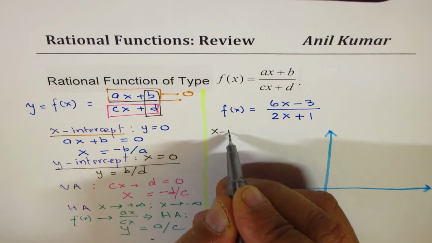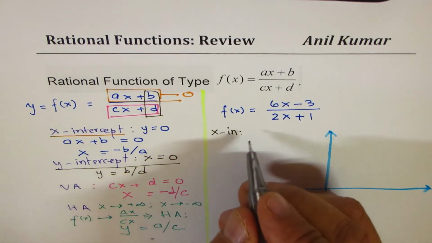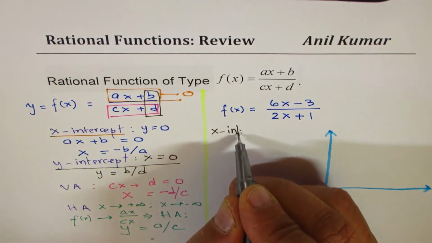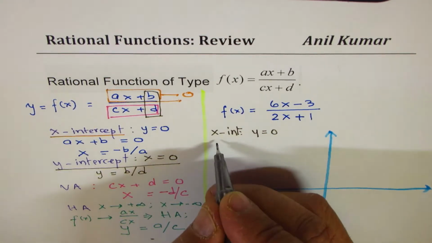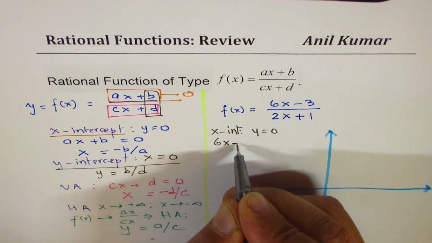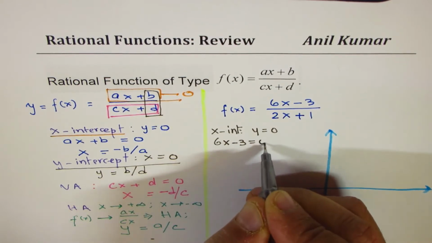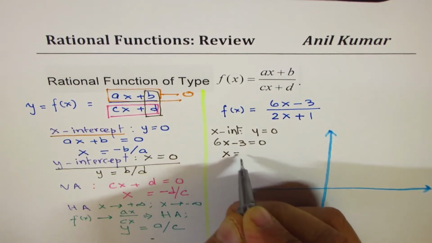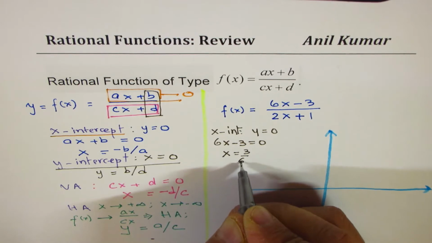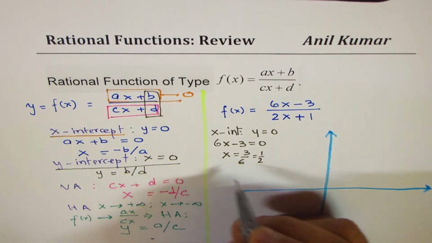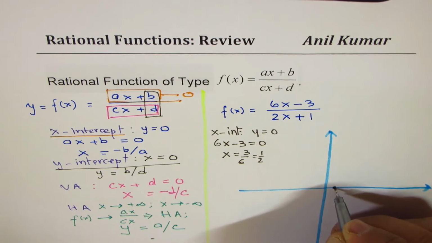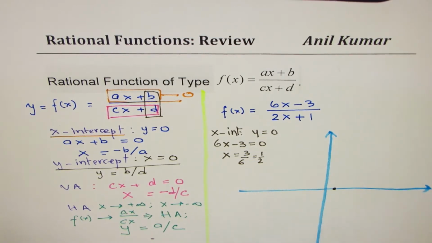We'll begin right from the x-intercept. So x-intercept is when y equals 0. That means the numerator is 0. So we say 6x minus 3 equals 0. X equals 3 over 6, which is half. Correct? So we get the x-intercept, which is half. Let us say that is our x-intercept.